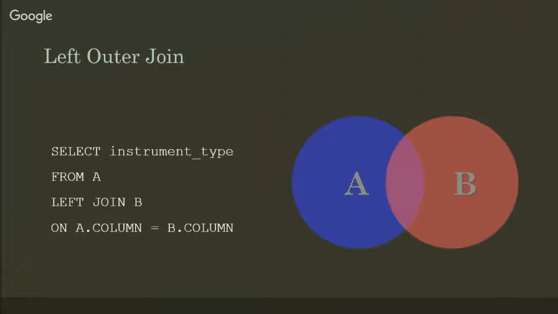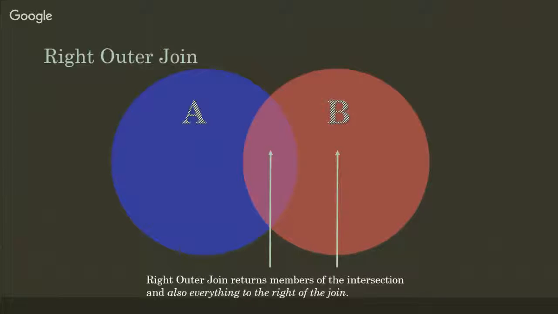So it would be the same thing as the inner join, right? All the rows where the join criteria match, plus everything else, even if it doesn't match, it'll return a row, and then there just won't be any corresponding value in B. And the right outer join is the exact same, except it's everything to the right of the join.